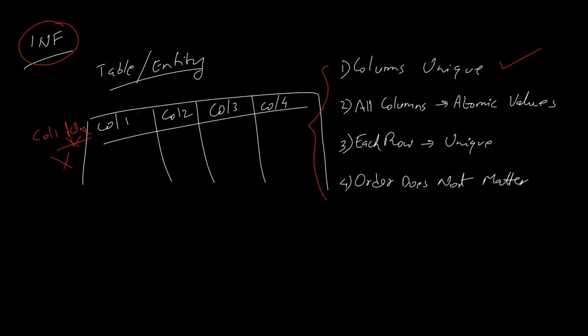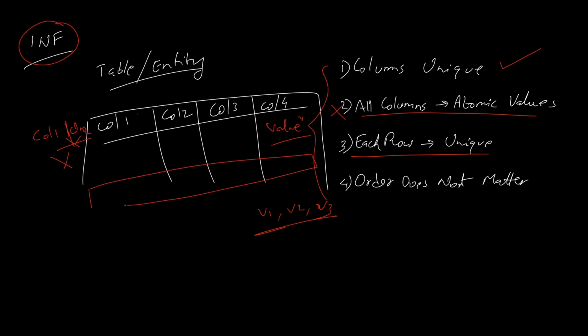That is wrong. Then all the columns should have atomic values. What that means is the value of each column should be only a single value. So if I have a string value over here, that's it. It cannot be v1, v2, v3. It violates this rule.